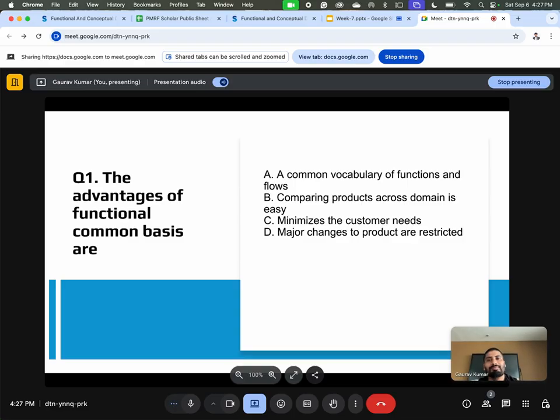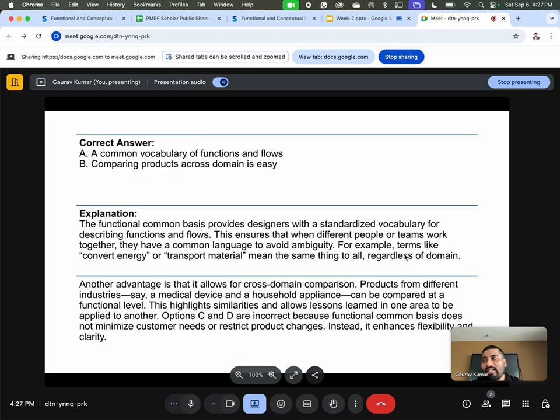Now you can also see the explanation part on your screen and the correct answer. The correct answer for this question is options A and B, and this is the explanation part, which you can go through on the slide.